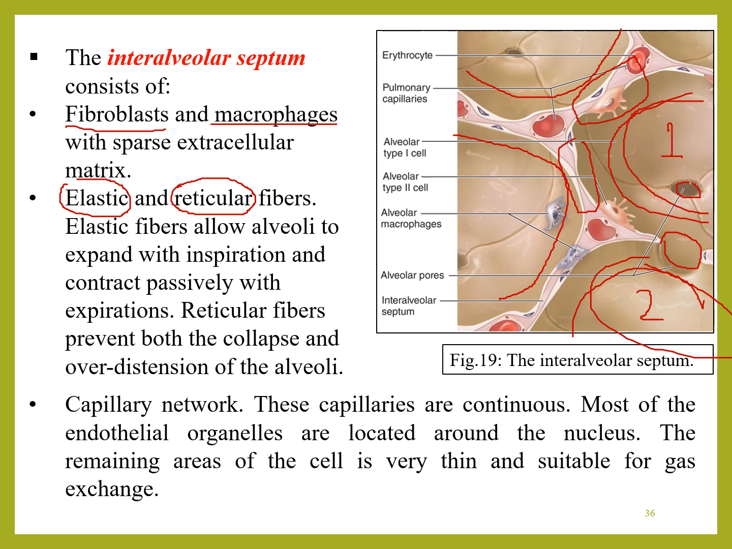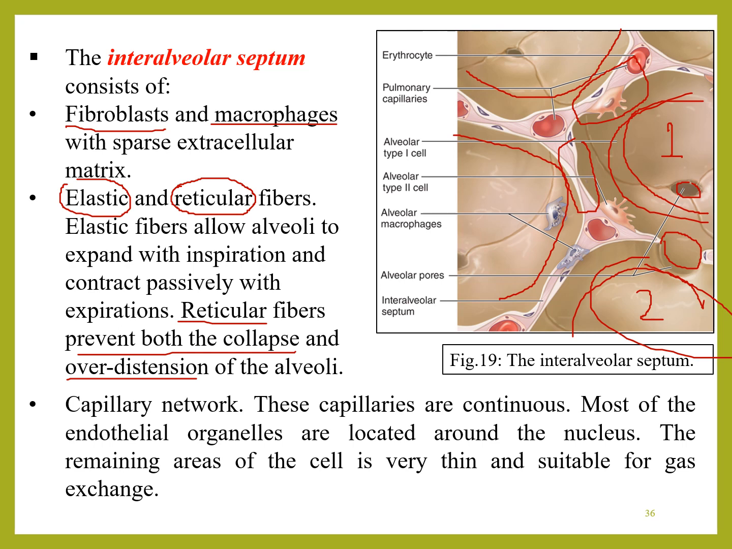Reticular fibers are also important because they prevent collapse of the lung and the overdistension of the alveoli. So when the alveoli expand, what prevents them from falling apart? It is the reticular fibers, because they form a network around the alveoli that holds the alveoli together, so they prevent the overdistension. And when we have expiration, we have a negative pressure inside the alveoli. So what prevents the collapse of the alveoli? Also the reticular fibers that hold the alveoli together.